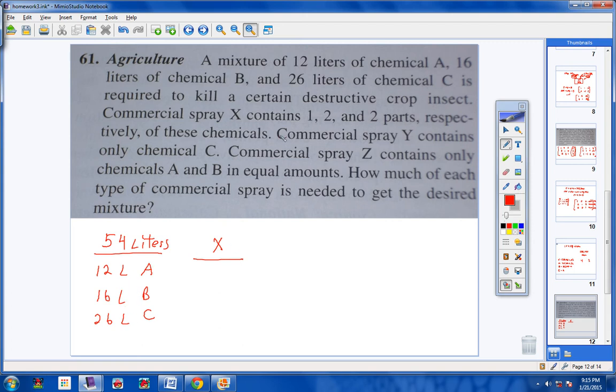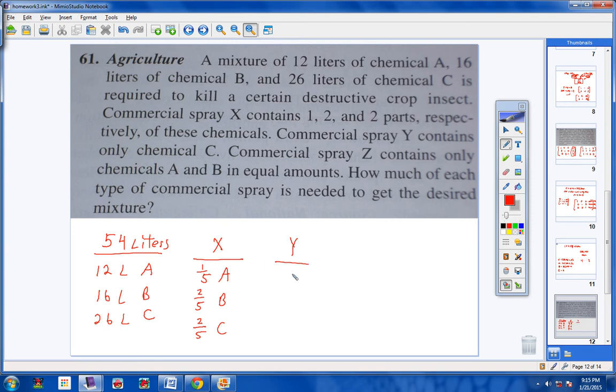So spray X has, now watch, 1, 2, 2. So it's 1/5 chemical A. Do you see that? 1 out of 5. 2/5 chemical B. 2 out of 5. And 2 parts chemical C. So 2/5 C. Got it? So there's spray X. So if you buy spray X, it's going to be 1/5 A, 2/5 B, and 2/5 C.